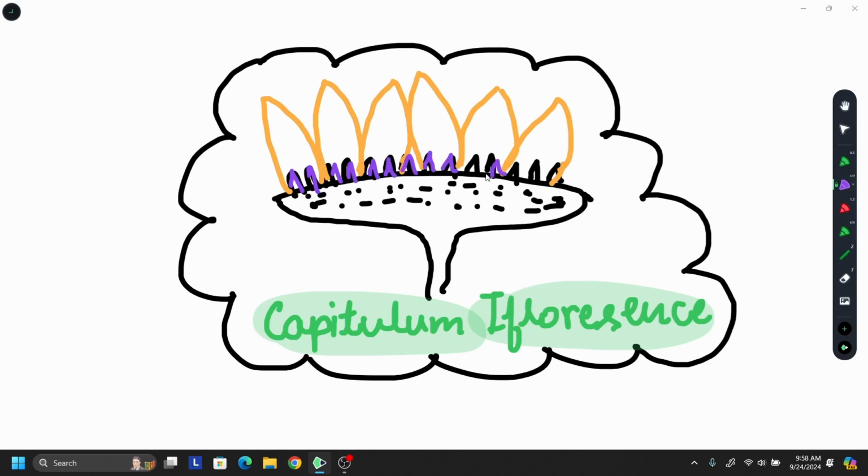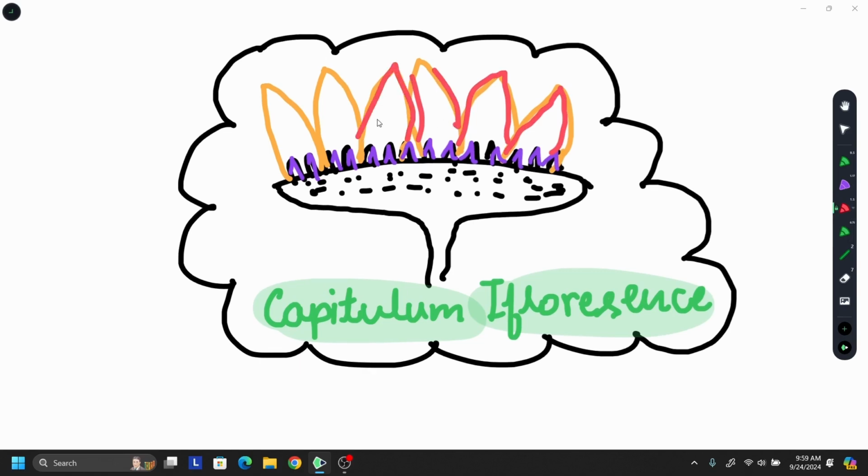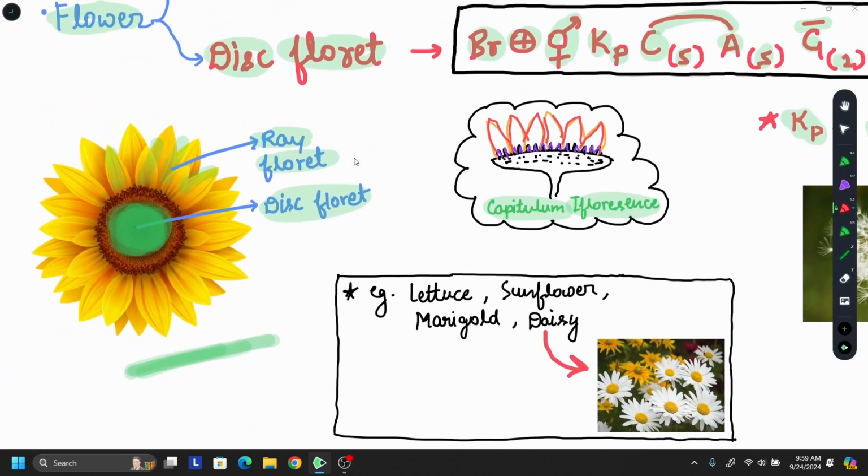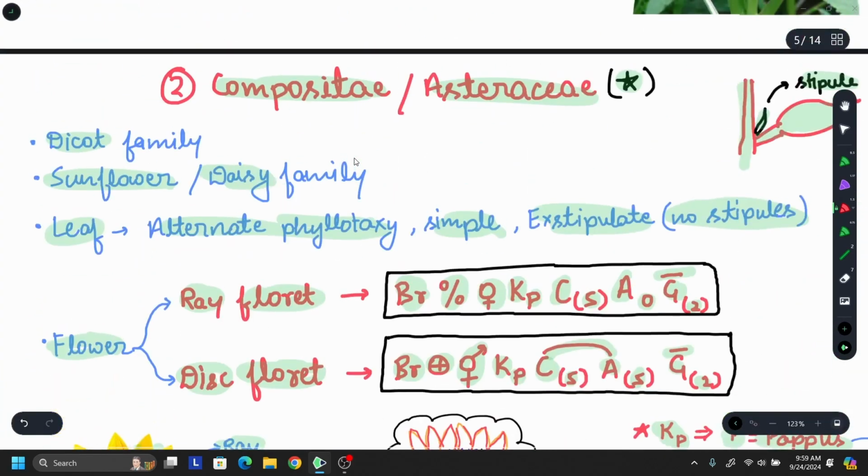They are arranged on the inner side of the flower, and larger flowers are arranged something like this, which are these yellow lines. These are the larger flowers. This is what we call capitulum inflorescence. So in Asteraceae family, capitulum inflorescence is found. Okay, so this is the whole family.